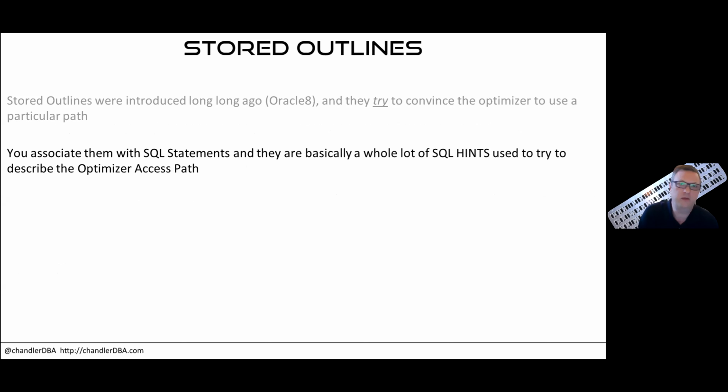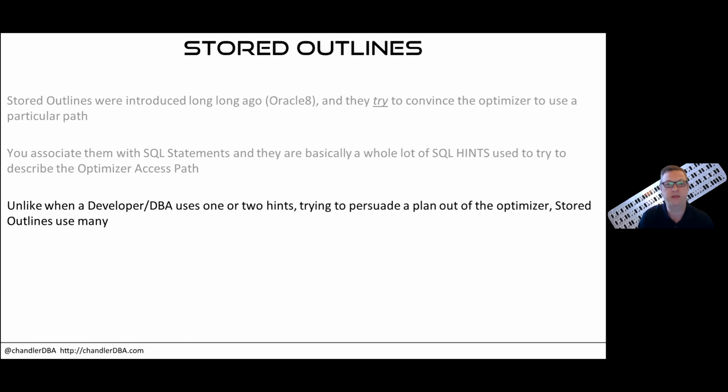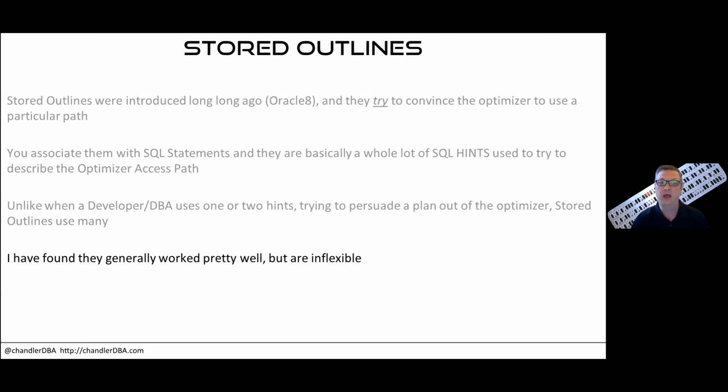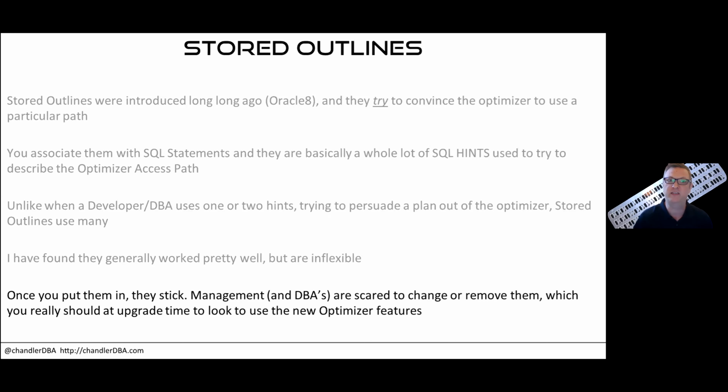You can associate them with SQL statements. They're basically a whole load of hints. They may even be desupported by 19, certainly deprecated. And it's just trying to control the access path. So unlike when you put hints in as a developer, you'll tend to put 1 or 2 or 3 hints in. Stored outlines use a lot of hints. And they work pretty well, but they're pretty inflexible.